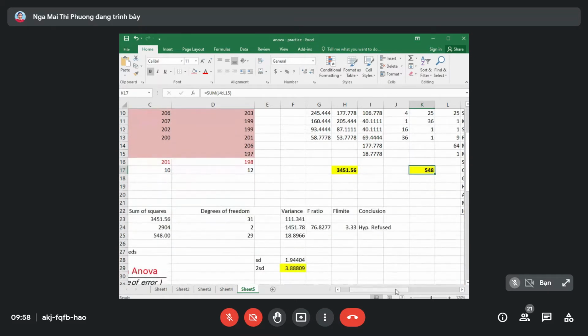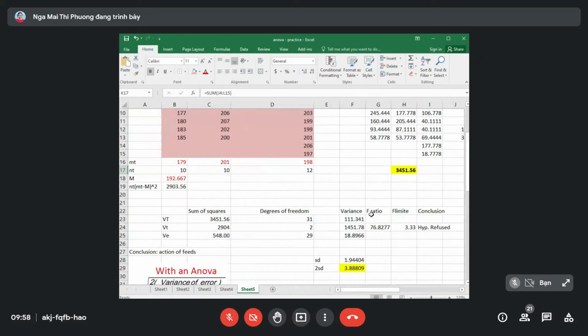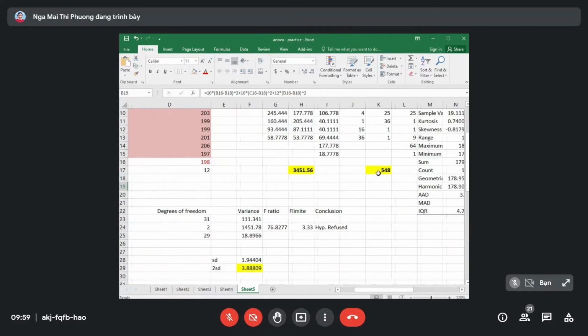Right. Now we will have the table. First is sum of square of variance of totals. You calculated before it is 3,451.56. The variance of treatment here you calculated is 2,903 or 04. Yeah, it's rounded up to 04. And the variance of errors you calculated before here is 548.